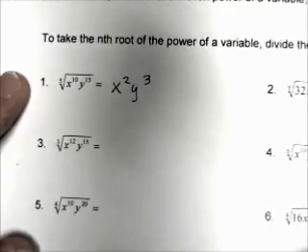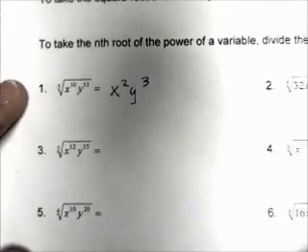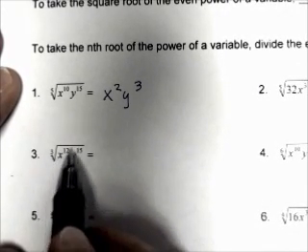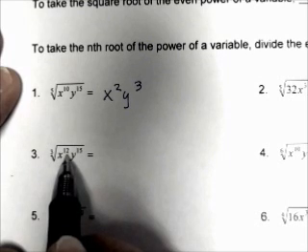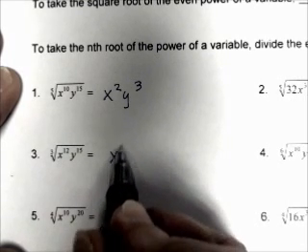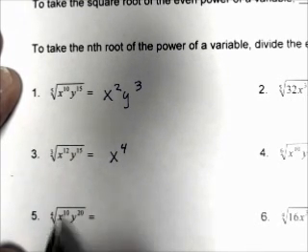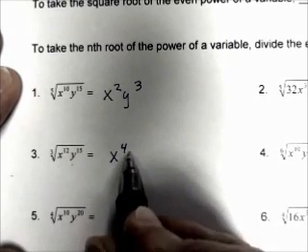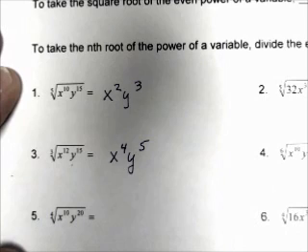Number 3, the cube root of x to the 12th, y to the 15th. 12 divided by 3 is 4, so that leaves us with x to the 4th. Y to the 15th, 15 divided by 3 is 5. So the cube root of x to the 12th, y to the 15th is x to the 4th, y to the 5th.